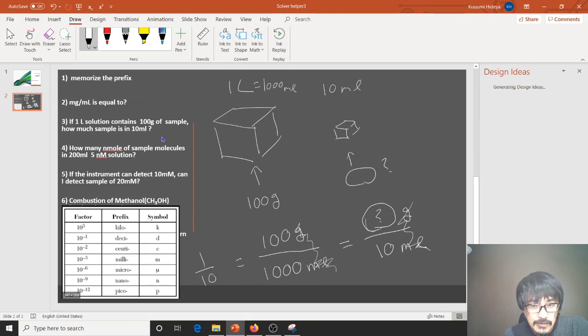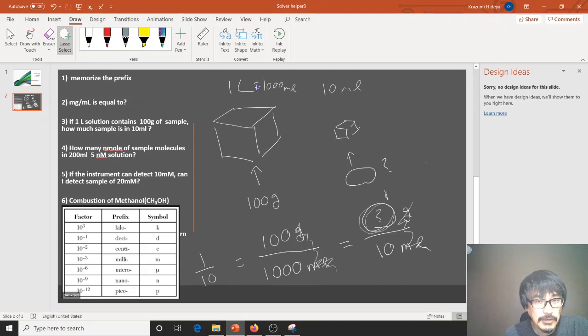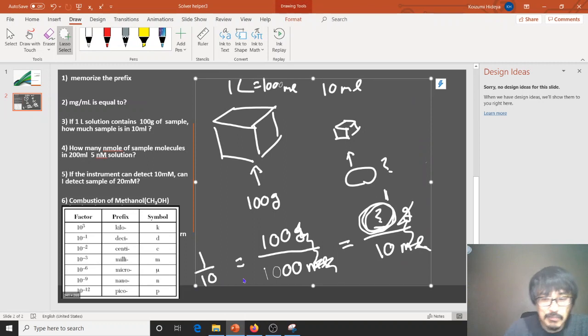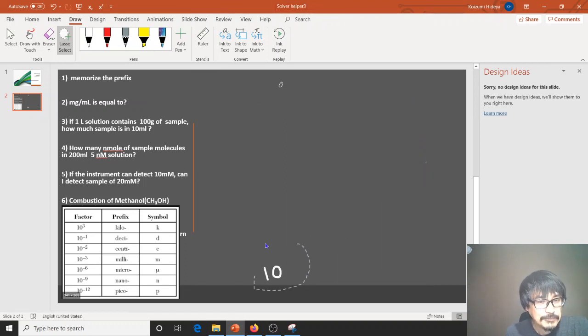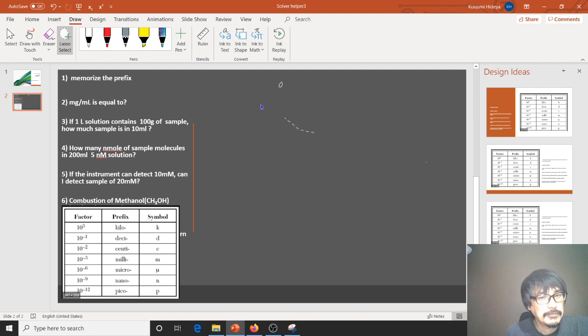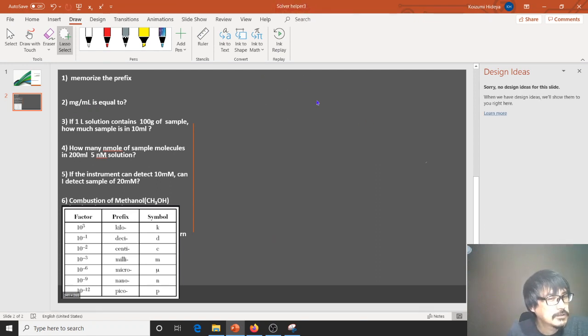What makes 1/10? If you put 1 here, that's gonna be 1/10, right? So that means that 1 gram in every 10 milliliters is the same thing as 100 grams in every 1000 milliliters. So that's what I want you to think about when you actually solve the problems. Visualization is very important. Alright, so that was number 3. Alright, so let's do number 4.